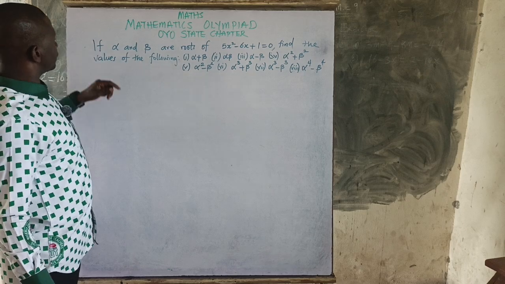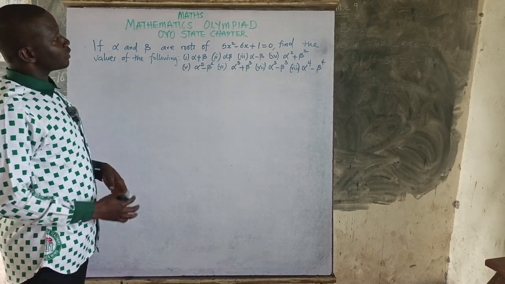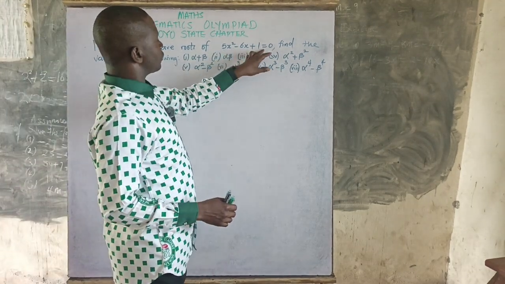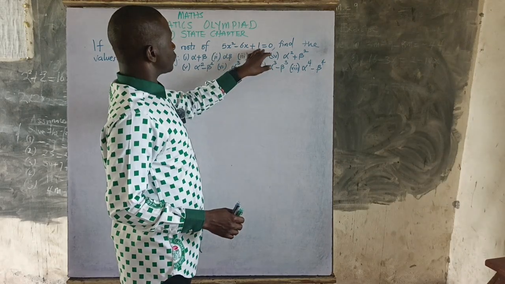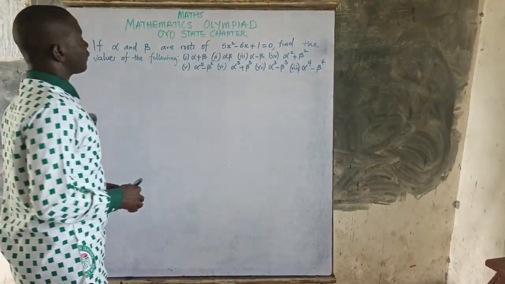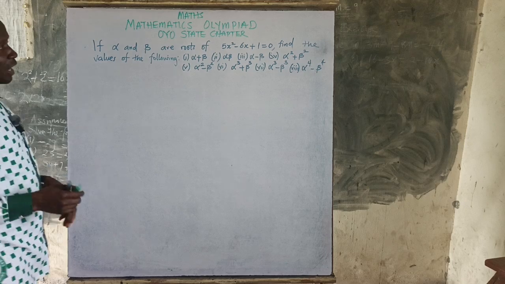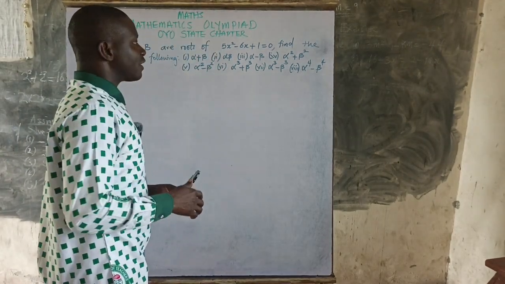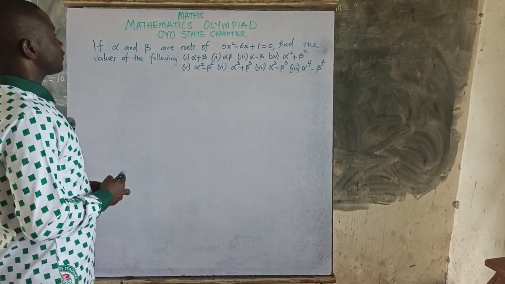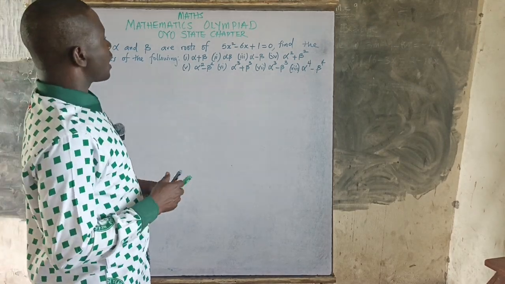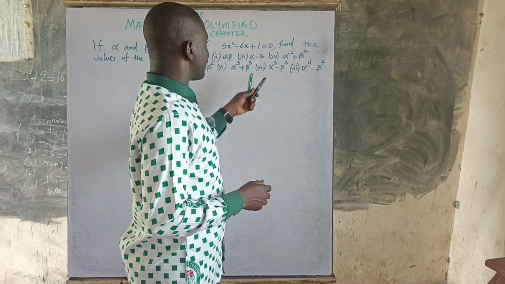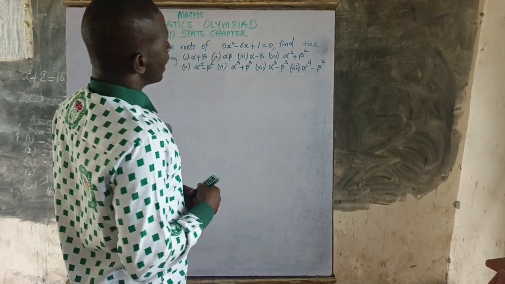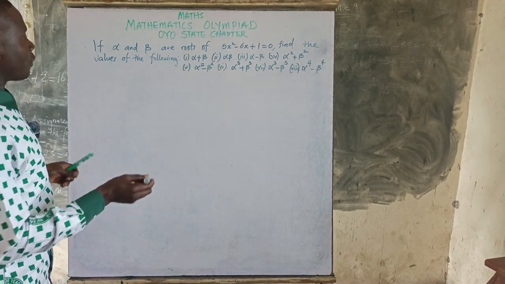So we have this question to solve. If alpha and beta are roots of the quadratic equation 5x squared minus 6x plus 1 equals 0, find the values of the following: 1, alpha plus beta; 2, alpha beta; 3, alpha minus beta; 4, alpha squared plus beta squared; 5, alpha squared minus beta squared; 6, alpha cube plus beta cube; 7, alpha cube minus beta cube; and 8, alpha raised to power 4 minus beta raised to power 4.